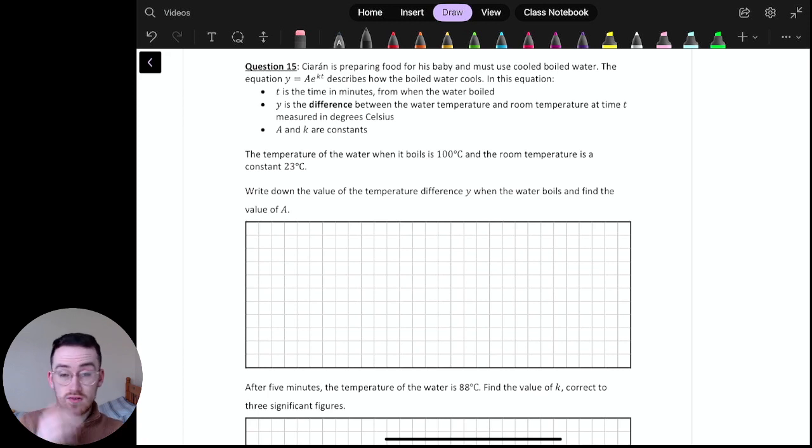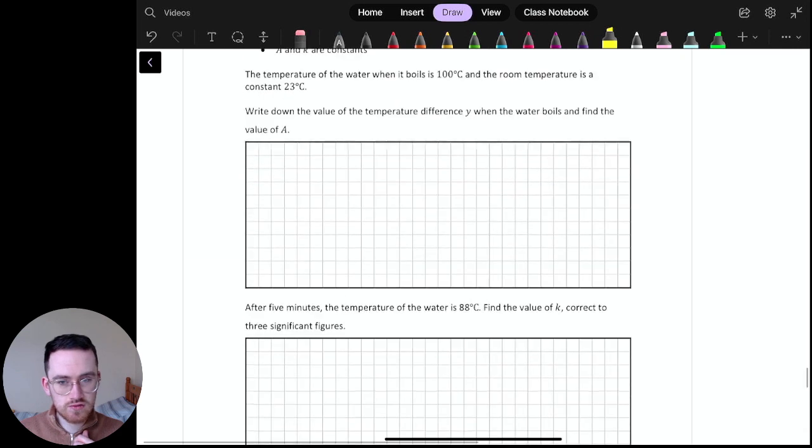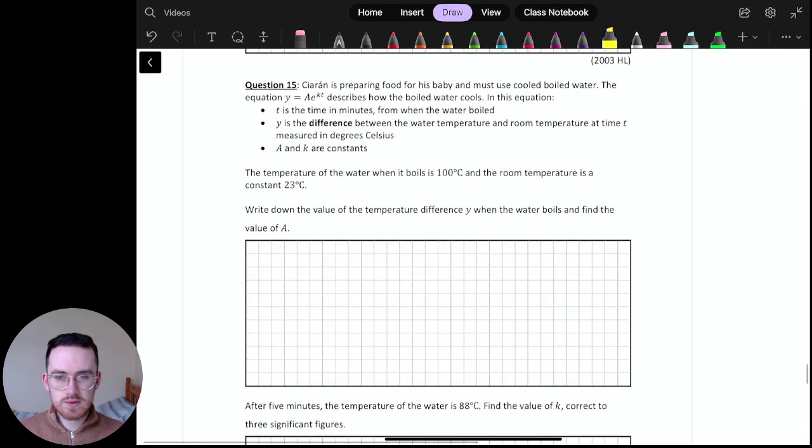The temperature of the water when it boils is 100 degrees Celsius and the room temperature is a constant 23 degrees. Write down the value of the temperature difference y when the water boils and find the value of a. Okay, a lot of information there. So let's just have a look, because this is quite a typical question. As we see, it was an exam question from a previous year. It's quite a typical one as well.